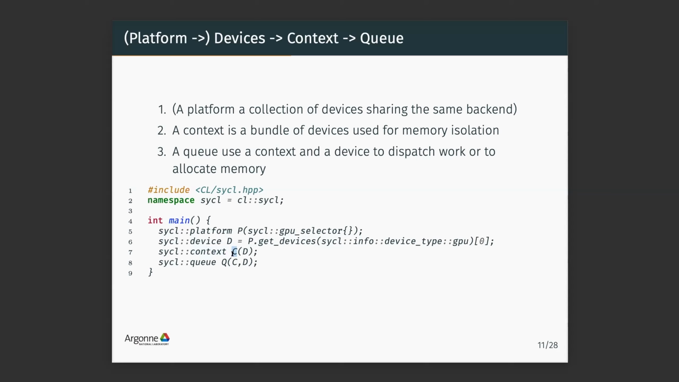And now I need to create a context. So to create a context, I just pass a device. So now I have a context associated with this device. And now to create a queue, I pass this context and this device. So I think it's important.